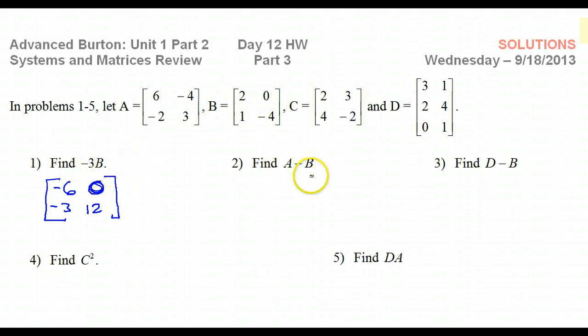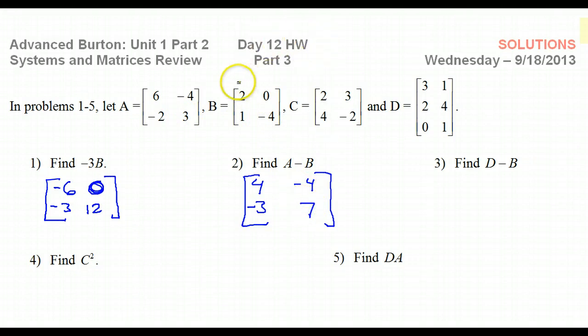Now, if I want to do A minus B, so I'm doing this minus this. In order to subtract, they have to have the same dimensions. And we've got that. This is 2 by 2. This is also 2 by 2. So we just need to subtract each corresponding element. So A minus B is going to be another 2 by 2 matrix. It's just 6 minus 2, negative 4 minus 0, negative 2 minus 1 is negative 3, and 3 minus negative 4 is 7.